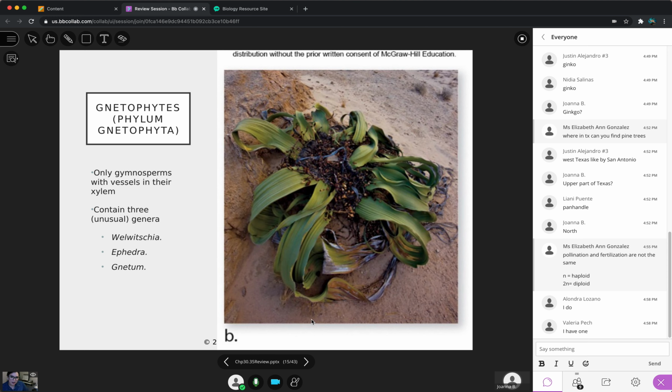This one we don't have here, and it's a very rare type of plant. The gnetophytes. It has cones. It's part of the gymnosperms, and another trait about this is that it smells bad. I know that's not on the slide, but that's a trait, they kind of smell bad, and I'm not sure why.